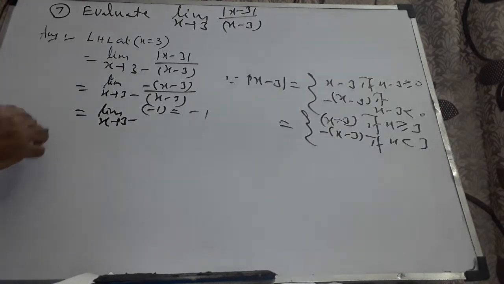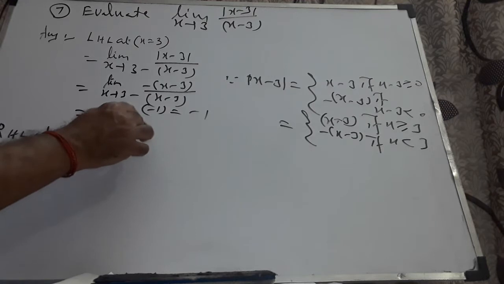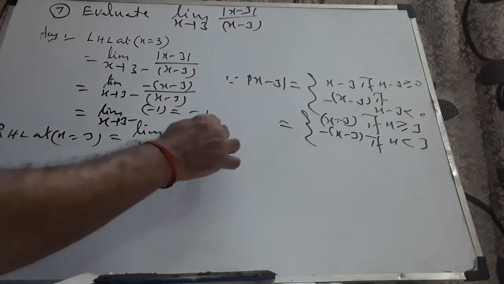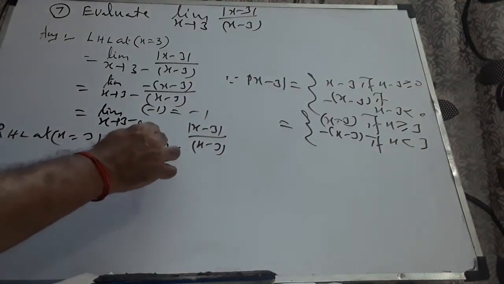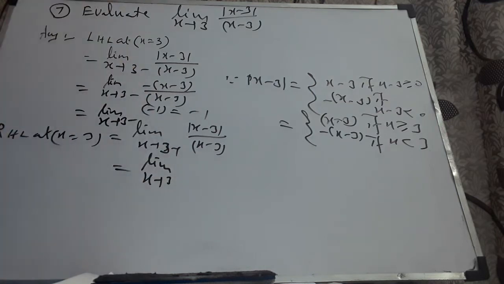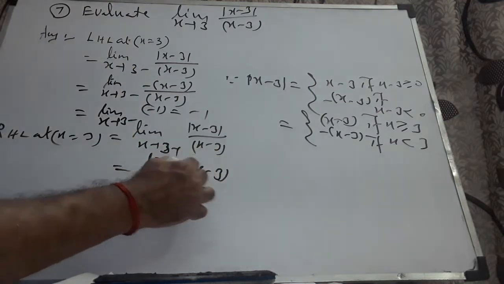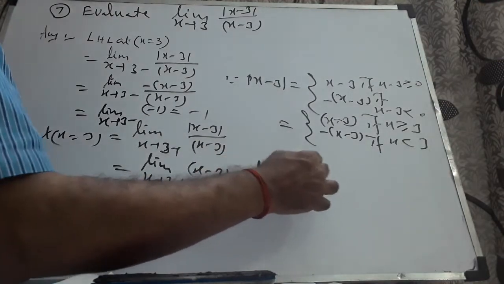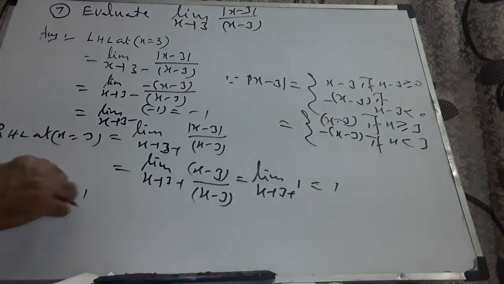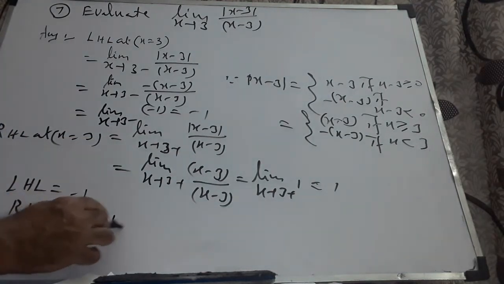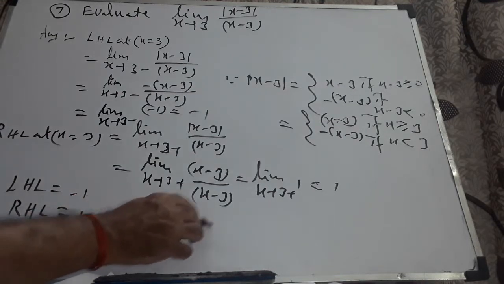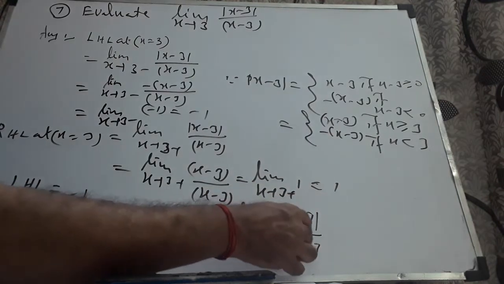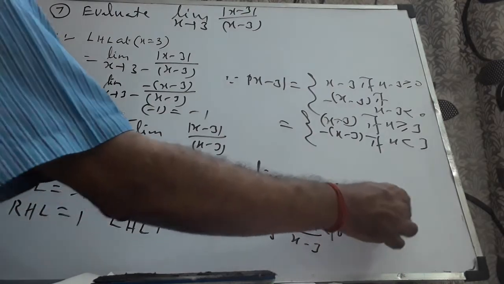Now, similarly, RHL at x equal to 3 will be limit x tends to 3 plus of mod x minus 3 by x minus 3. 3 plus means it's a value above 3, nearer to 3 and greater than 3. Therefore, it will be reduced to x minus 3 by x minus 3, which is limit x tends to 3 plus of 1. Therefore, LHL is equal to minus 1, RHL is equal to plus 1, LHL not equal to RHL. Therefore, limit x tends to 3 of mod x minus 3 by x minus 3 does not exist.